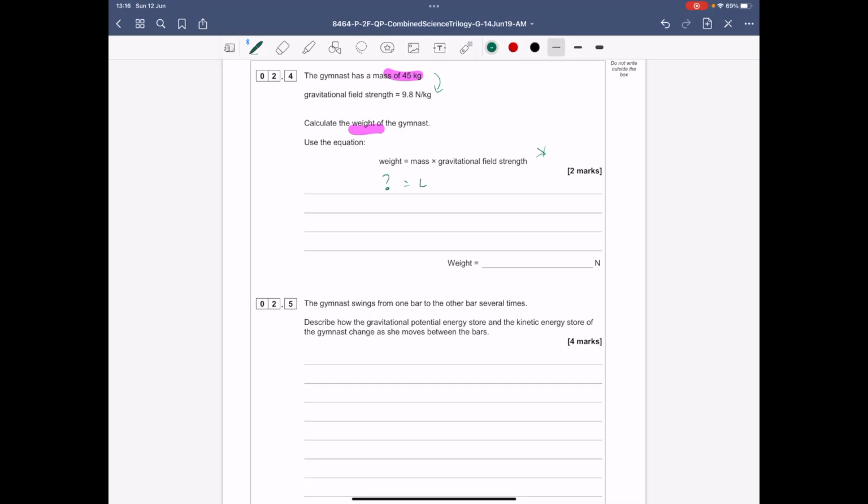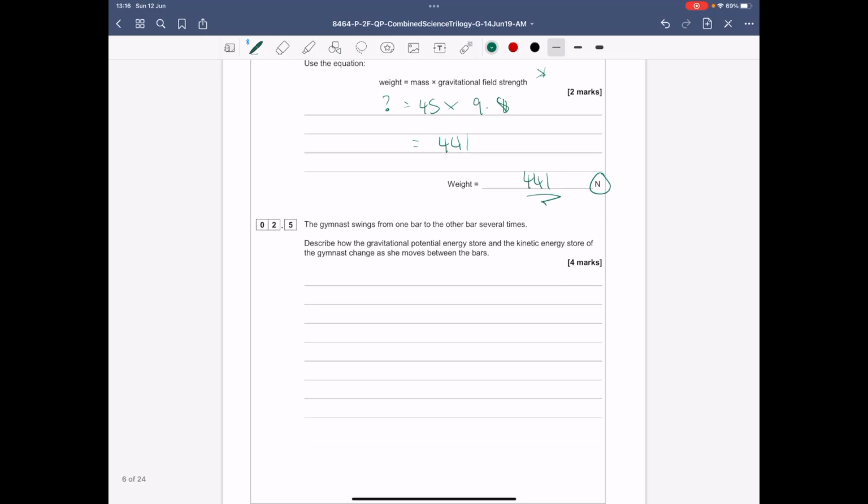Weight is our unknown, our mass is 45, our gravity is 9.8. So 45 times by 9.8 is 441. And it's given us the units as well, newtons. Because weight is a force, and we measure forces in newtons.